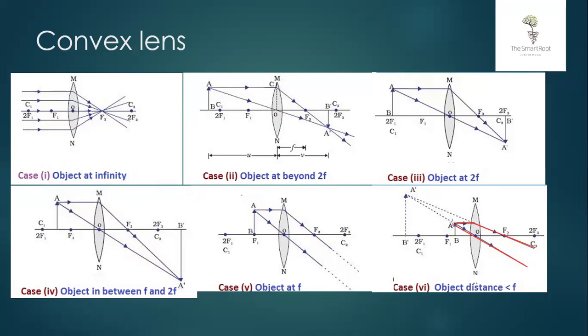But when I drag back the dotted lines, when I trace back the original path of the lines, I get a virtual image formed on the same side of the lens. This is the only case in the convex lens where I get the image on the same side. Okay, as you can see, the convex lens is similar to which mirror?